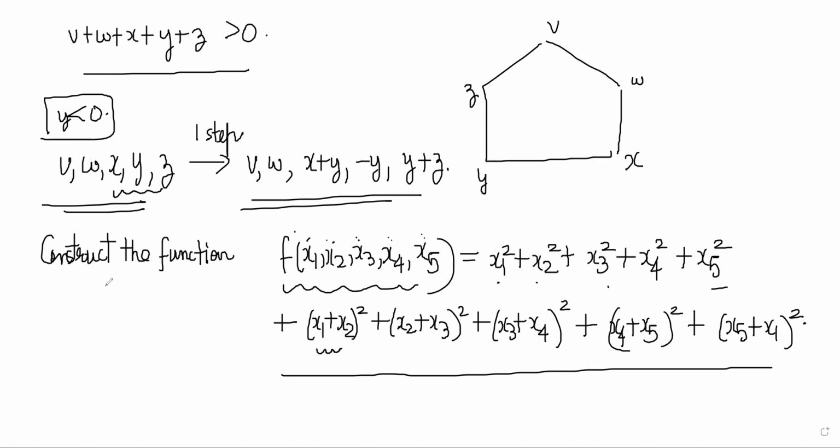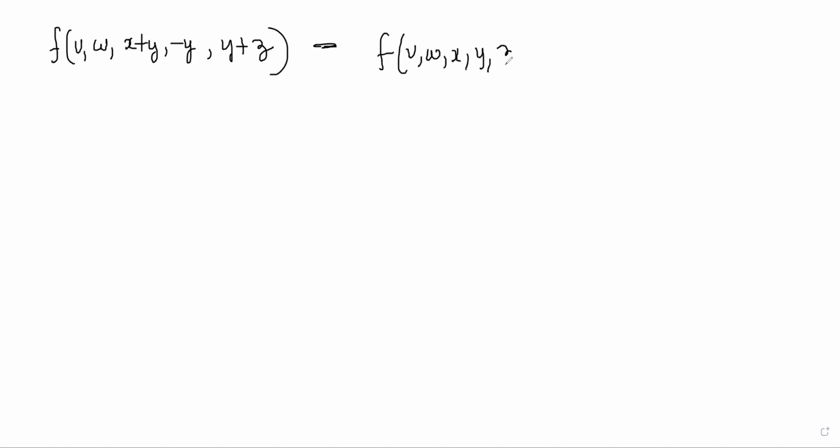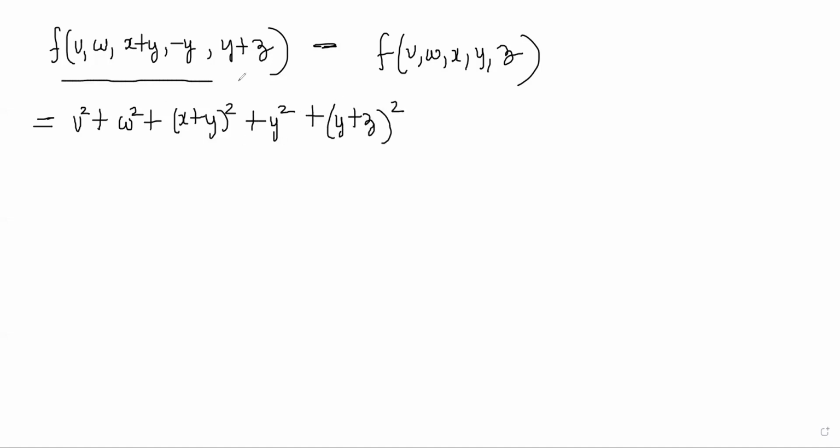Okay. So what we want to understand is what happens before and after a transformation. So we want to find out the value of f of v, w, x plus y, minus y, y plus z. This is the value of the function after the transformation minus f of v, w, x, y, z. We need to calculate this. So let's evaluate the function here. It will be v square plus w square plus (x plus y) square plus y square plus (y plus z) square. I am writing the value of the first function.